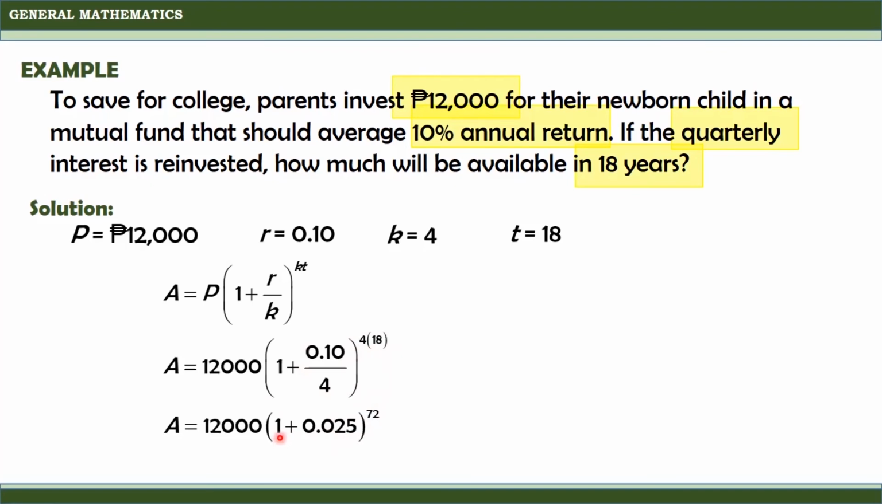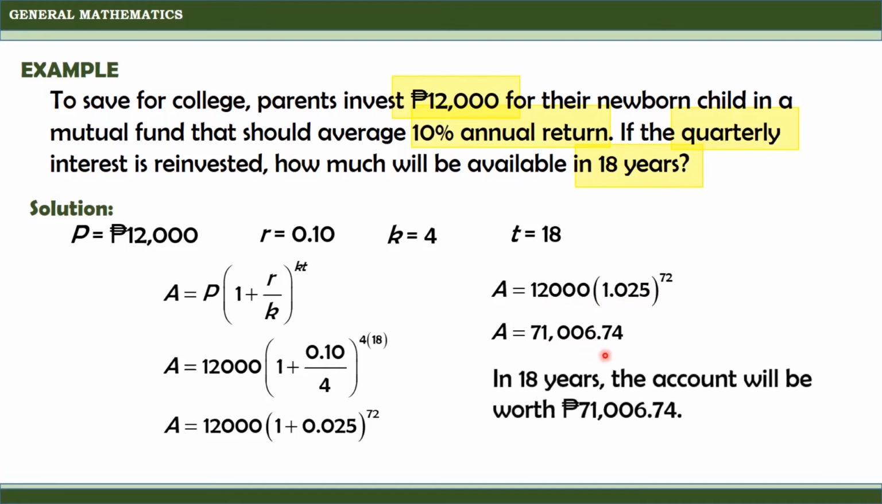Next step, let us add 1 and 0.025. Then we will have 12,000 times 1.025 raised to 72. Furthermore, simplifying the expression, we will have A equals 71,006.74. Therefore, in 18 years, the account will be worth 71,006.74.